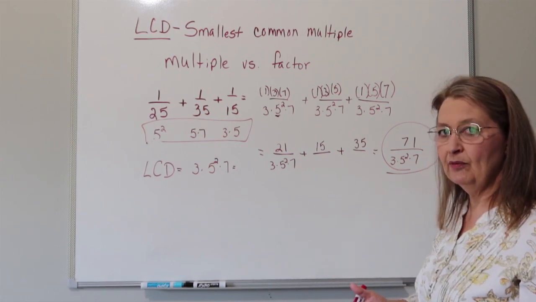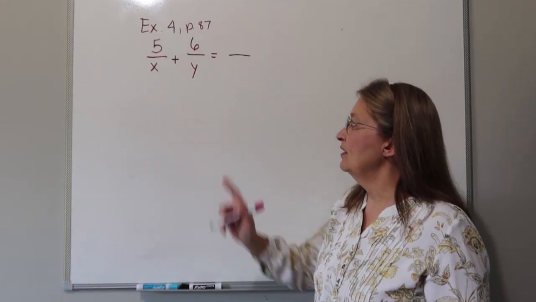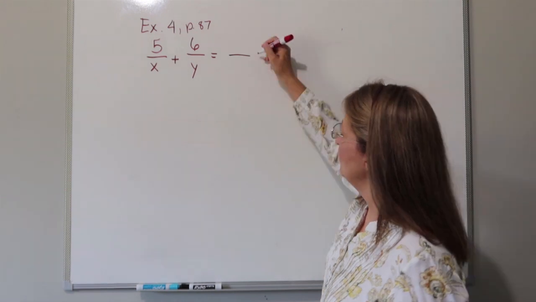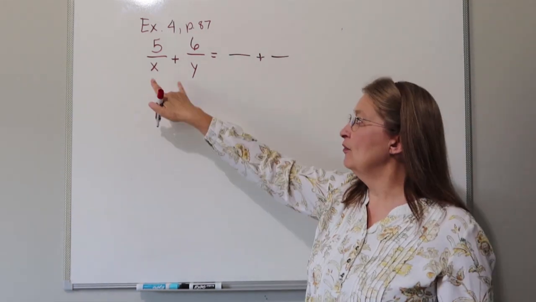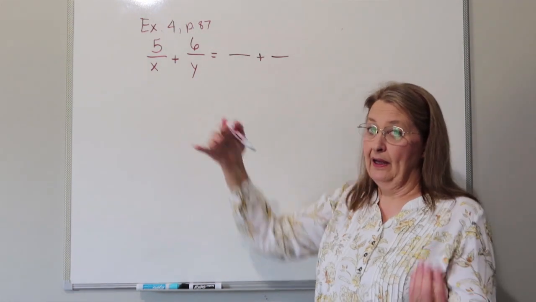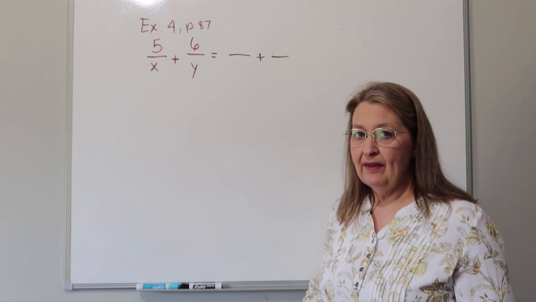But let's get some variables into this. So let's look at example 4, page 87. Got 5 over x plus 6 over y. So what I want to do is get common denominators. Even though I don't know what these are, they're not a number, I know they're not the same. So we're going to use the same method.